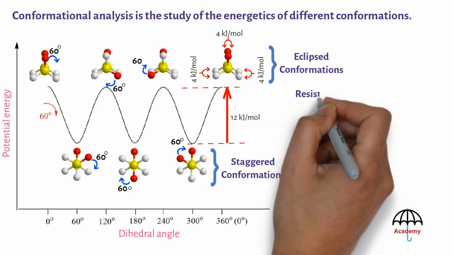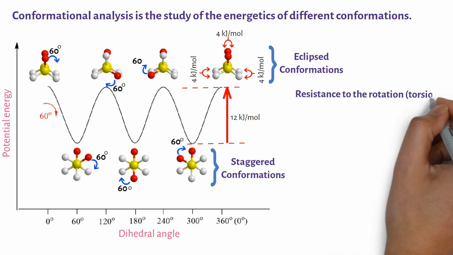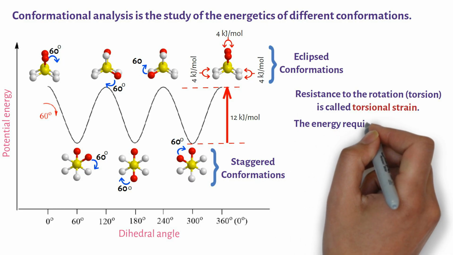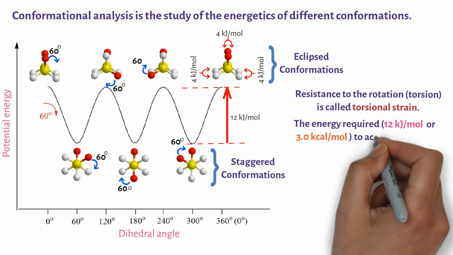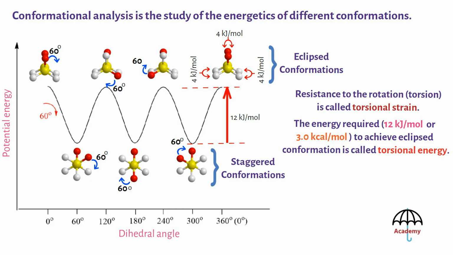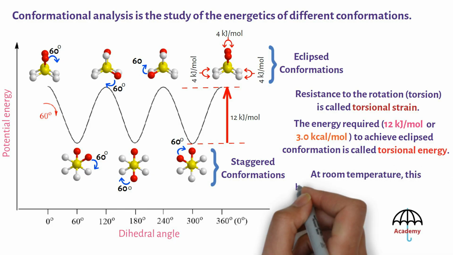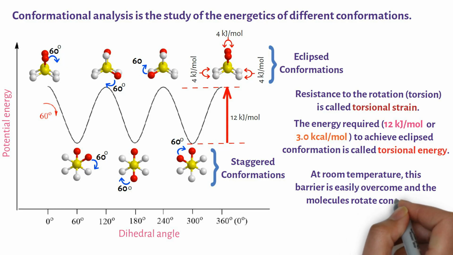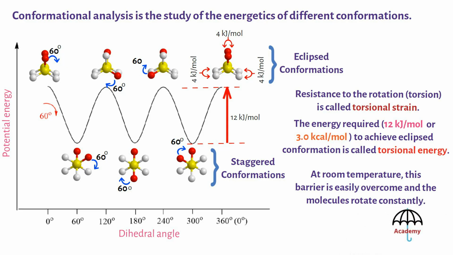This resistance to the rotation or torsion is called torsional strain, and the energy required, 12 kilojoules per mole or 3 kilocalories per mole, to achieve eclipsed conformation is called torsional energy. At room temperature, this barrier is easily overcome and the molecule rotates constantly. The other possible conformations in between these two are the skew conformations and have energies in between these two extremes.